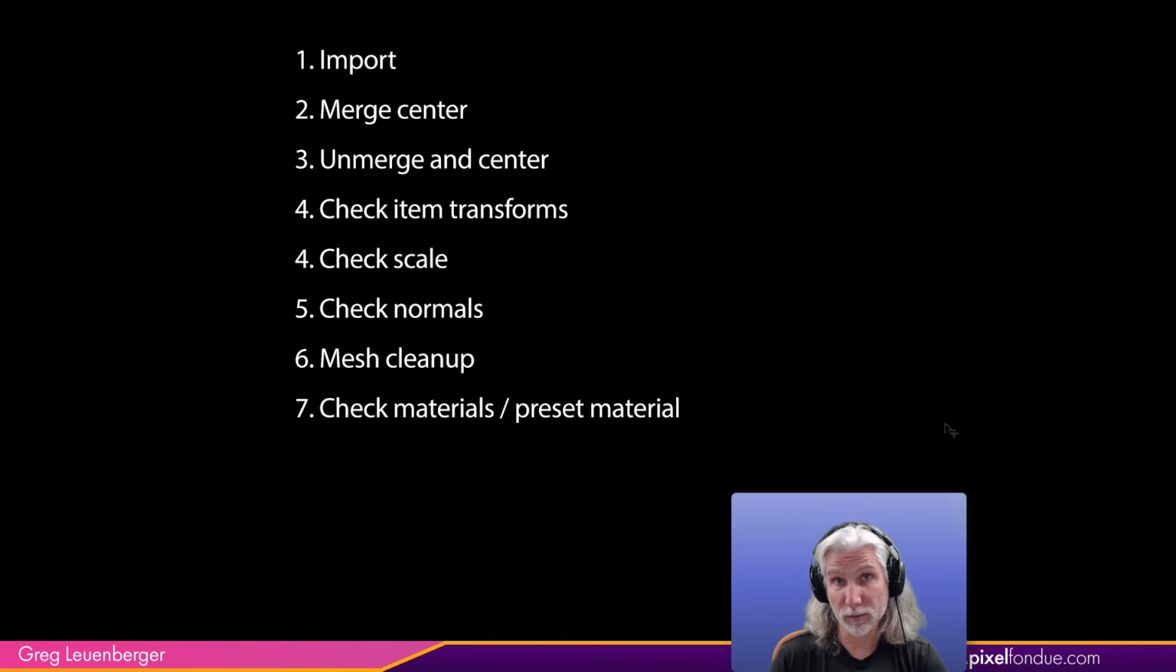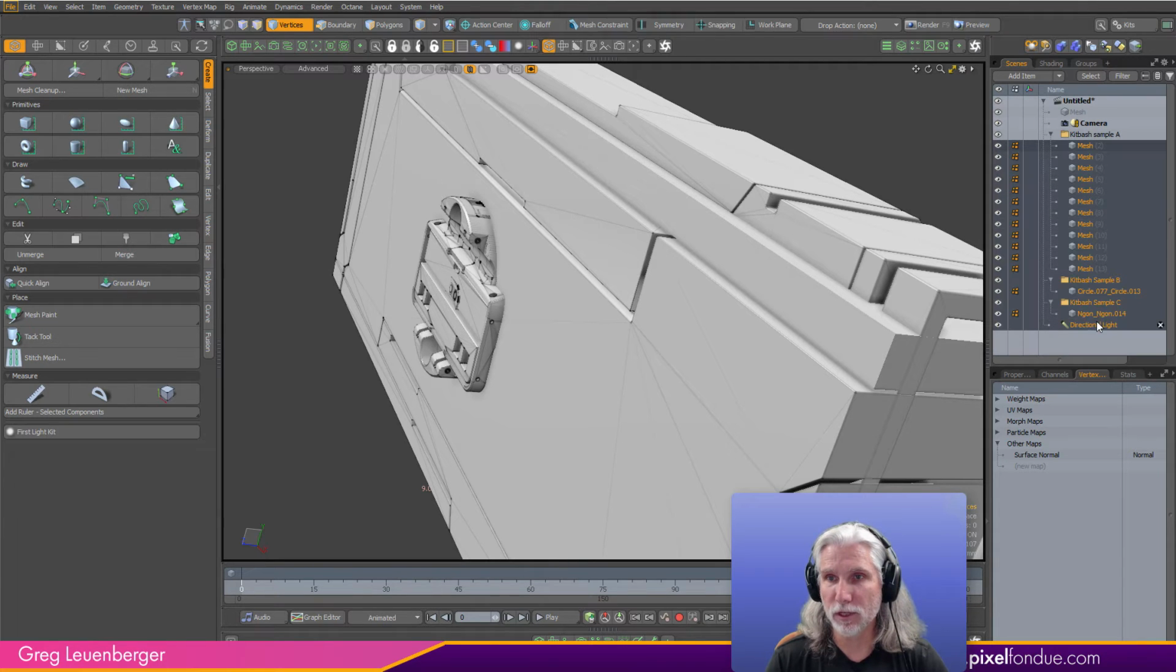What I like to do is assign a preset material that I've made specifically for mesh presets that lets me render out nice clean thumbnails for them, and it's just a nice clean starting place for when I import these into the scene. So let's take a look at that. I'm just going to select everything at once here.